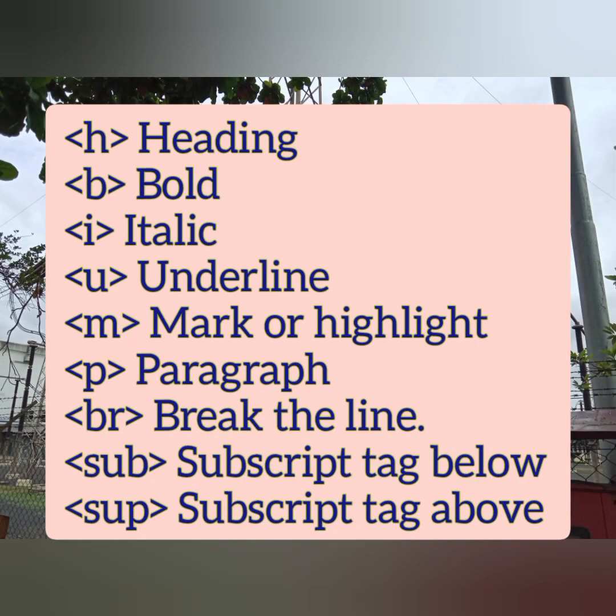Here are some of the tags which we commonly use. h is for your heading, which means in heading we have different kinds of fonts, so we use h1, h2, h3, h4, h5 and h6. Then bold b, italic i, underline u, mark for highlighting m, paragraph p, break the line br, then sub and sup. Sub is for subscripting below, sup is for superscripting above. So these are the commonly used tags, in which br, which means break the line, is an unpaired tag, and the remaining are paired tags.